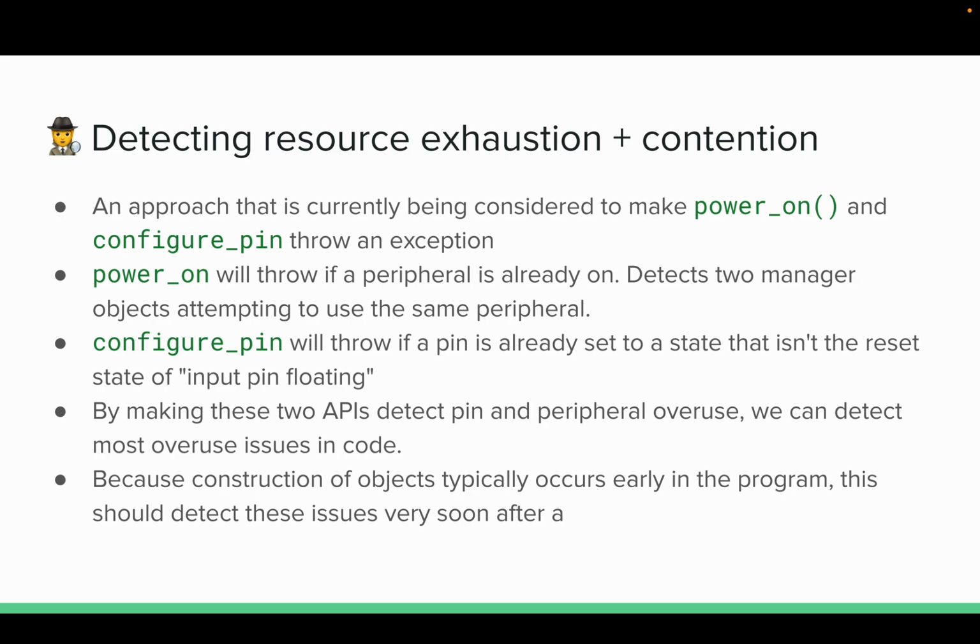Here's an idea that I've been rolling around with, and I've been working on a PR for it. Basically the approach is to make power on and configure pin throw an exception. Think of the power on information as a lock. So if the power on bit for a particular peripheral is on when another driver tries to power on that same peripheral, that would be considered resource exhaustion, and that would throw an exception. For configure pin, same thing.